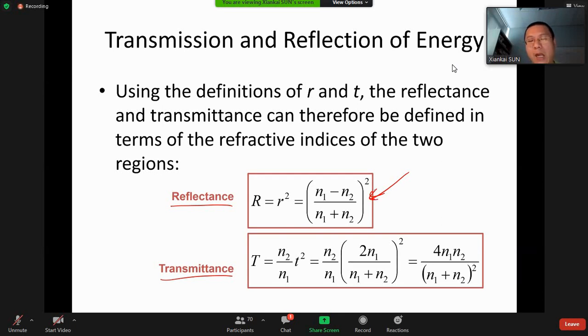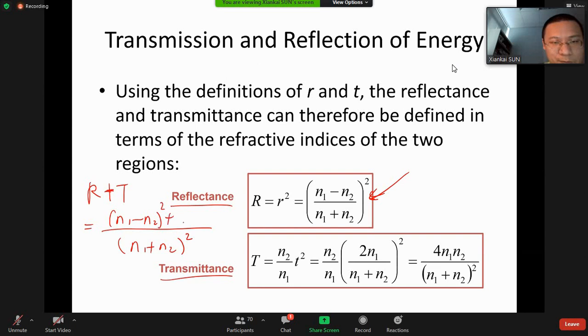With that definition, we can easily express the reflectance and transmittance in terms of N1 and N2. So R is equal to small r squared, which is N1 minus N2 divided by N1 plus N2, then squared. And big T is N2 over N1 times small t squared. So eventually you get 4 N1 N2 divided by N1 plus N2, bracket squared. In this case, you can verify yourself: R plus big T is equal to 1, right? The energy is indeed conserved. Okay?